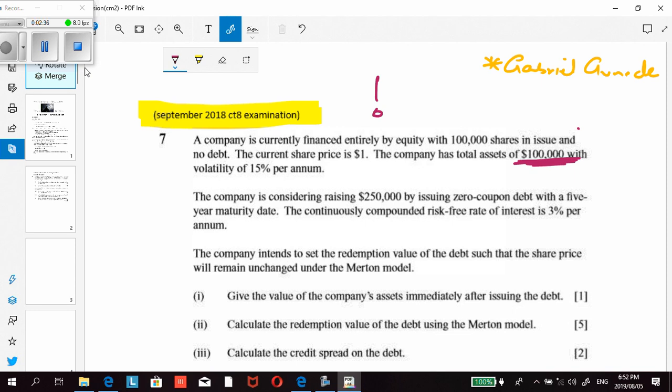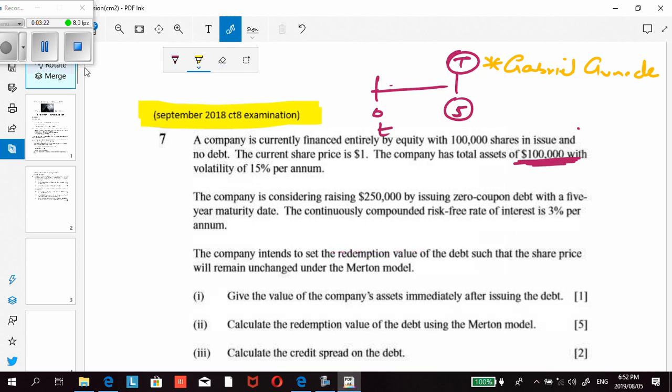The company is considering raising 250,000 by issuing a 0 coupon bond debt with 5-year to maturity. So your little t here, if you're reading very carefully, is 0, and your big T, which is your maturity time, is at time 5. That is no big deal. They say the continuously compounded risk-free rate of interest is 3% per annum. Now they say the company intends to set the redemption value, which is your L.